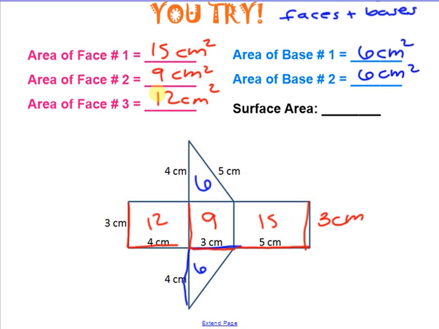Nets are oftentimes a lot easier because you can write directly on them. So now I just need to go ahead and add them up. And when I do 15 plus 9 plus 12 plus 6 plus 6, I get 48 centimeters squared.